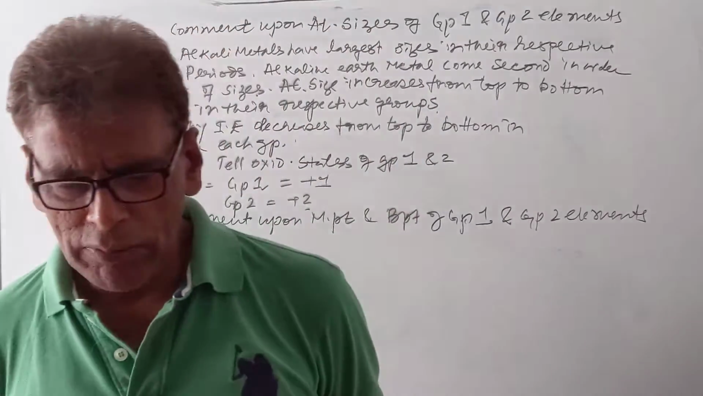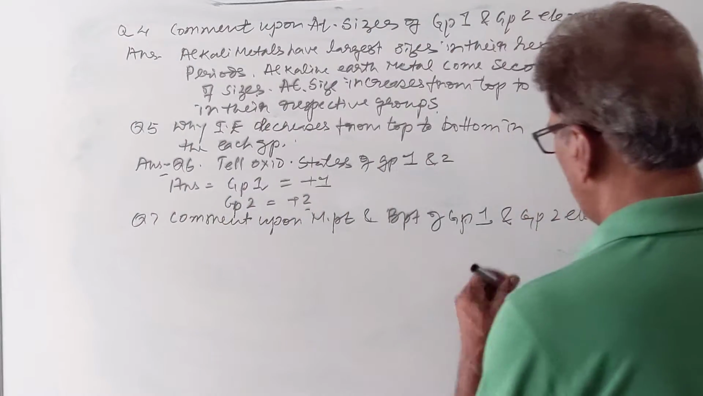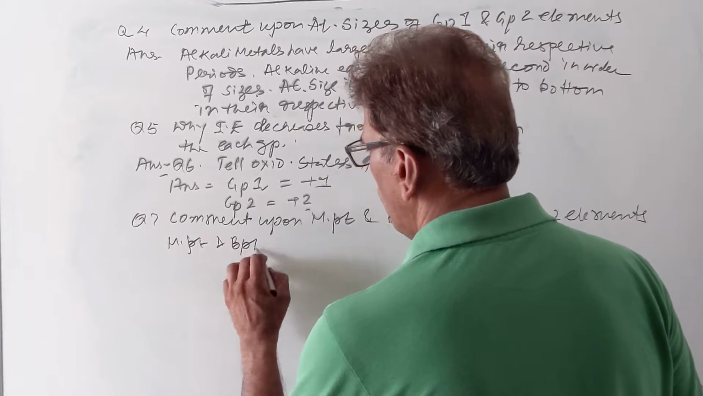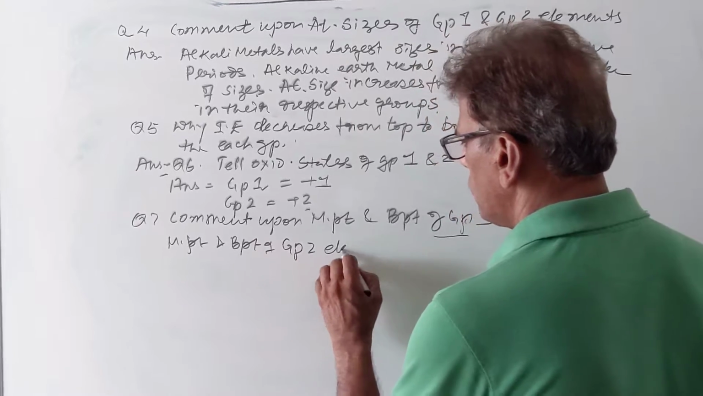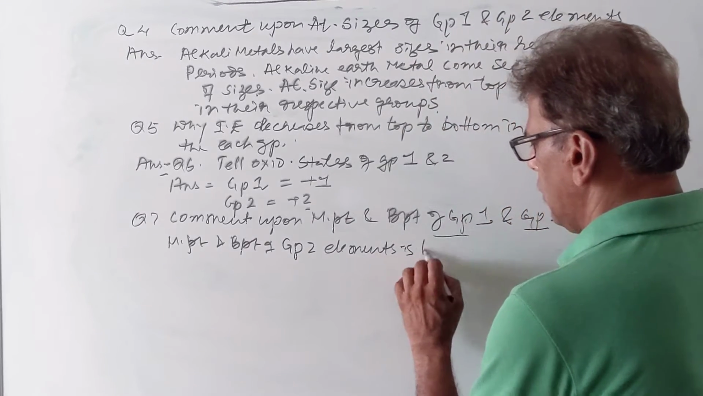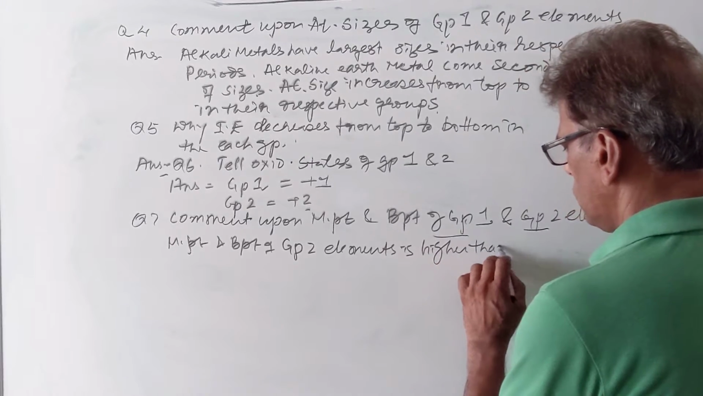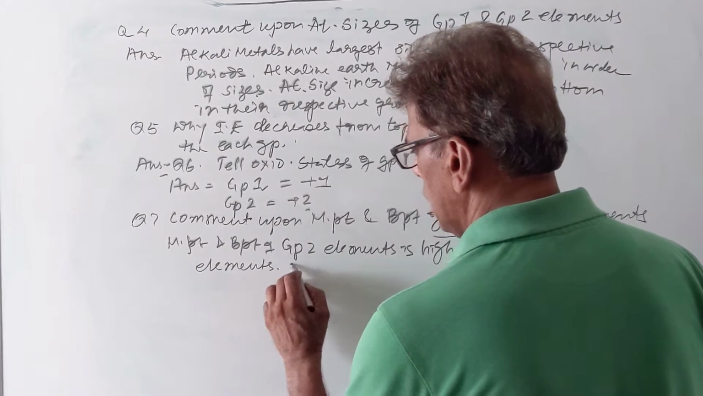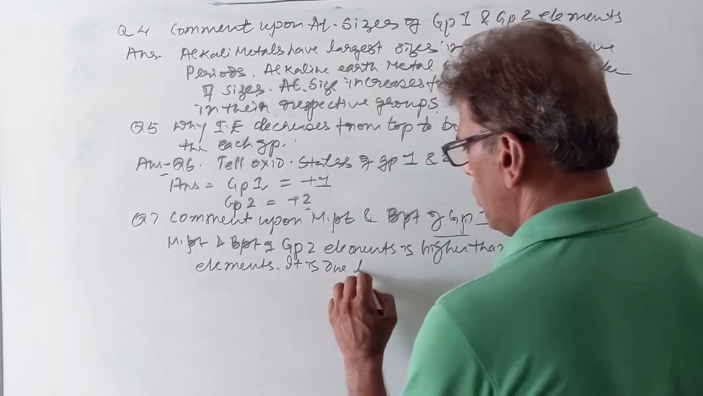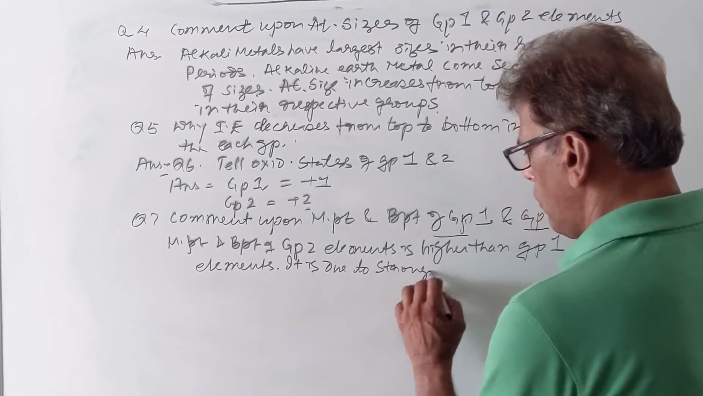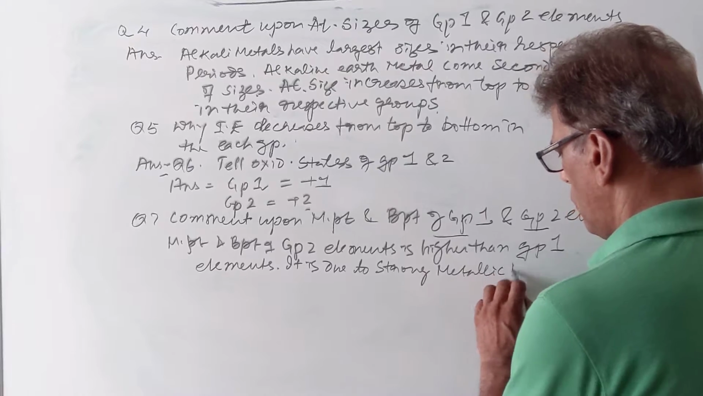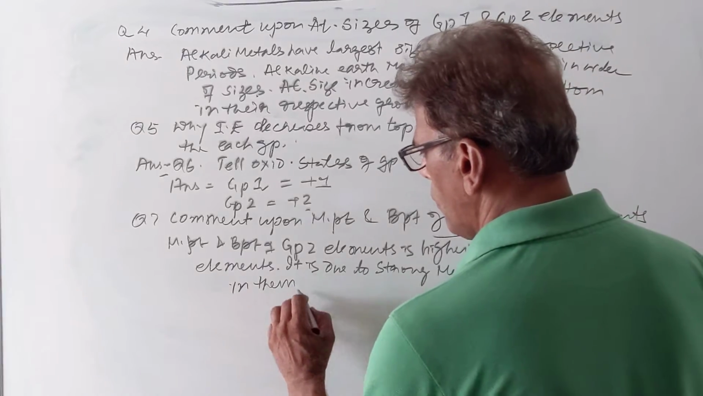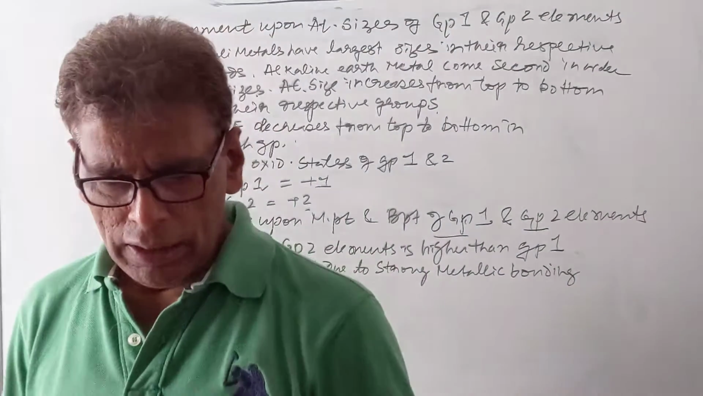If we compare these two groups, the melting and boiling points of group 2 elements are higher than those of group 1 elements. It is due to strong metallic bonding in them. So this is regarding melting and boiling points.